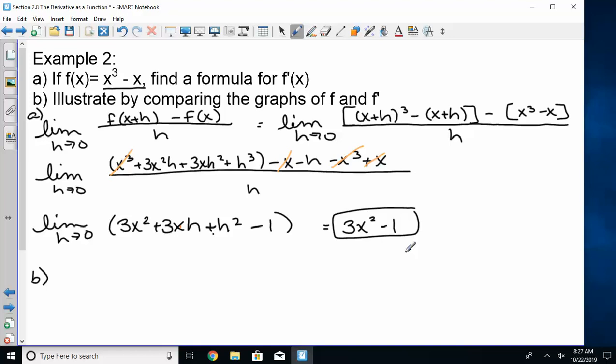If you compare those graphs, you look at the original, something like this, and then you see the derivative looks like this. So they do kind of match up. This was increasing, so the derivative was positive, it had a maximum, so the derivative was 0. Decreasing, so derivative negative. Increasing, so derivative positive. We can see those patterns.